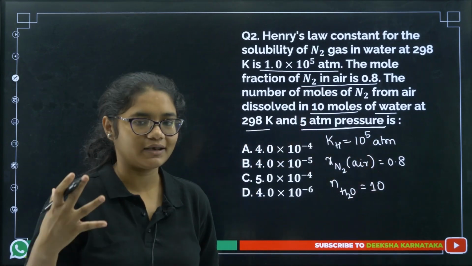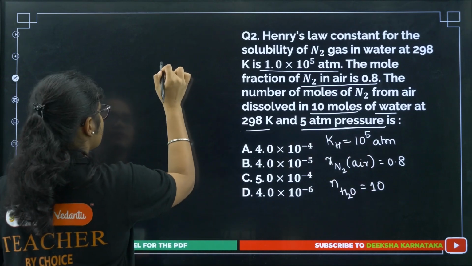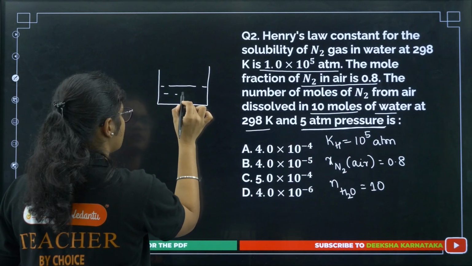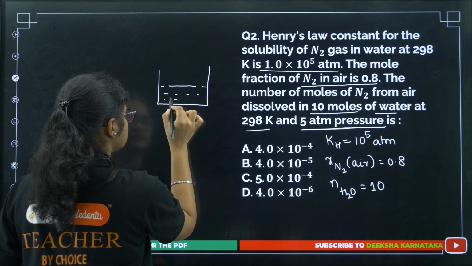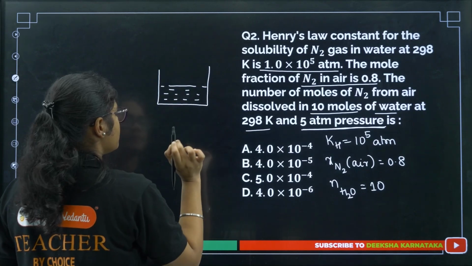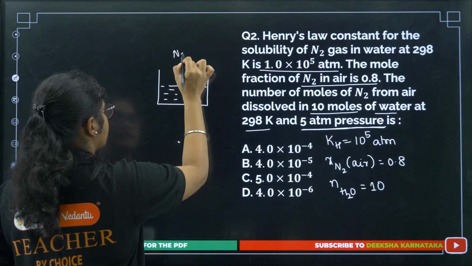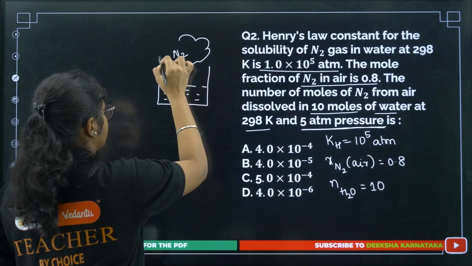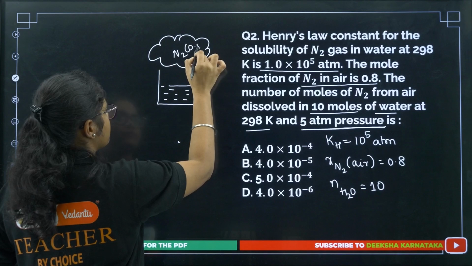Okay, so now you can imagine the question like this. Suppose here we have water, 10 moles are there, 1 2 3 4 5 6 7 8 9 10, and here N2 molecules are there. How many? Mole fraction of N2 in the air. Suppose this is air, and this mole fraction is 0.8.